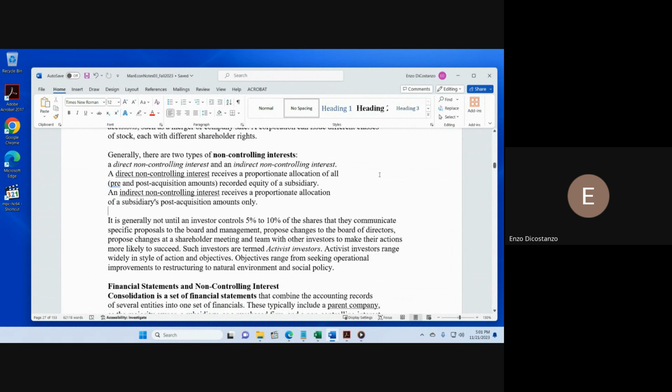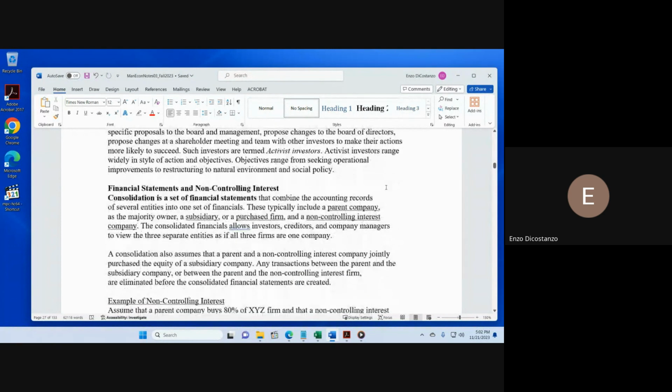So it's generally not until an investor controls 5 or 10% of the shares that they communicate specific proposals to the board and management, propose changes to the board of directors, propose changes at shareholder meetings, and team with other investors to make their actions more likely to succeed. And such investors are termed activist investors. They range widely in style of action and objectives. Objectives range from seeking operational improvements or restructuring to natural environment and social policy.